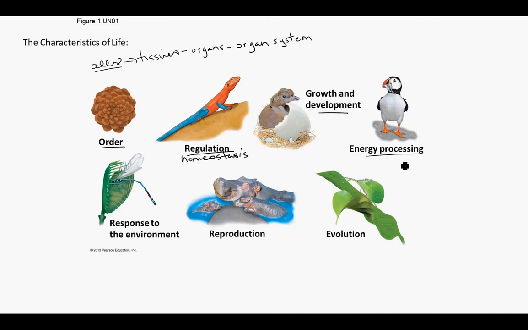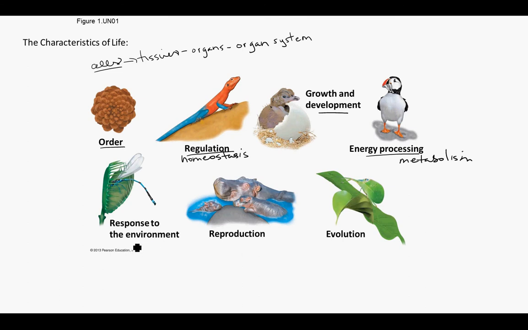Energy processing is about metabolism, the idea of taking in energy and then using it to function, whether that be chemical energy being used to move or to swim, or the idea of taking sun energy, nuclear energy, and being able to change it into a different, like a food energy as plants do, and then using that food energy to grow and develop. So that's what energy processing means in terms of that characteristic.